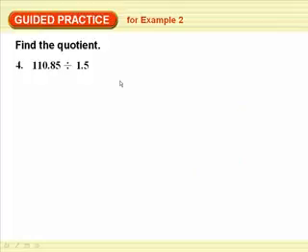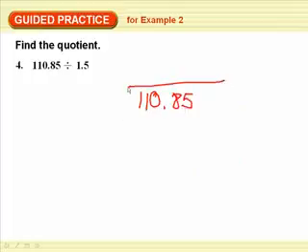Okay, so here's a guided practice. You're writing, and you know that's why it's called long division, is because it's a little bit long. So just start writing. So the 110.85 goes in the box, 1.5 goes on the outside. So we're going to go over, over and up. And 15 won't go into 11, so we have to take 15 into 110.